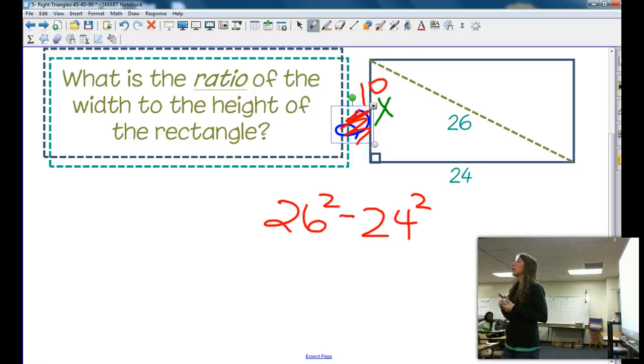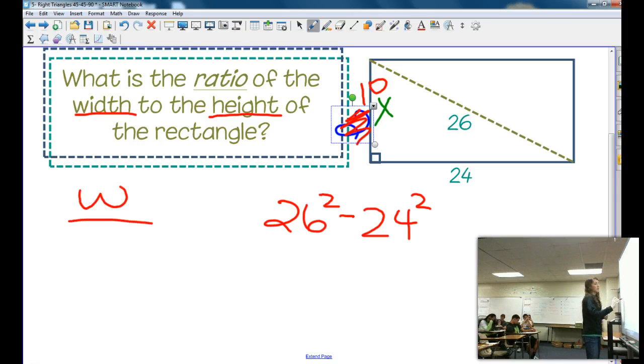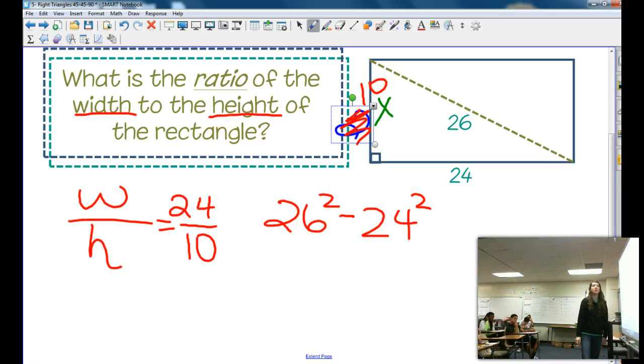Then it said, Megan, the ratio of the what to the what? The width to the height. So you need to put the width over the height. What's the width of the rectangle? 24. That's the diagonal. The width is 24 and the height is, you just found it, 10. Is that a simplified answer ready to submit? No. 24 divided by 10.